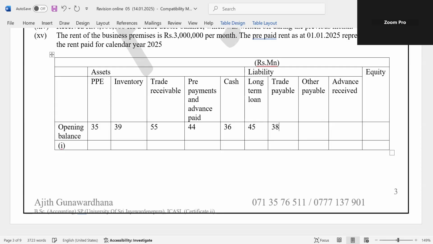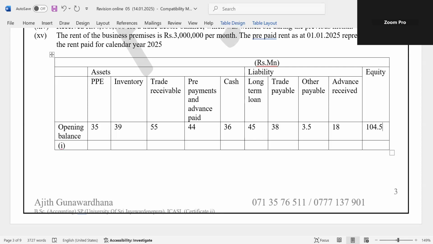Trade payable 38. Electricity payable should be recorded as other payable, 3.5. As well as advance received from institutional customer 18. As well as equity is given, 104.5. First, record opening balance.